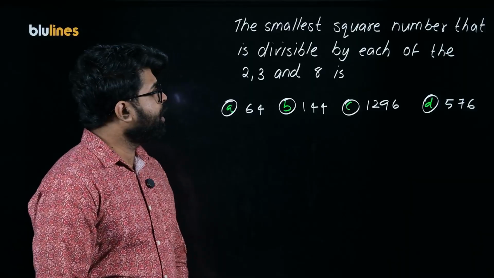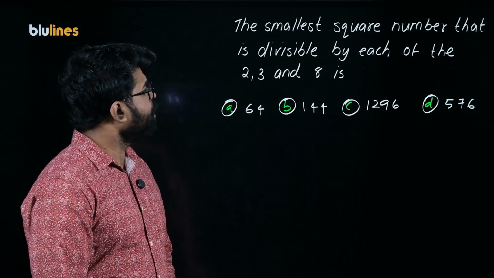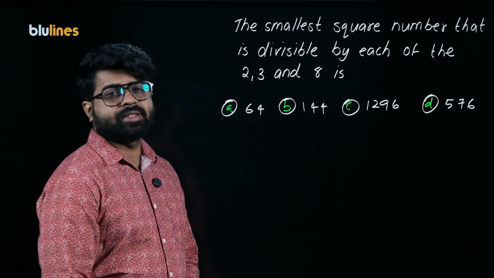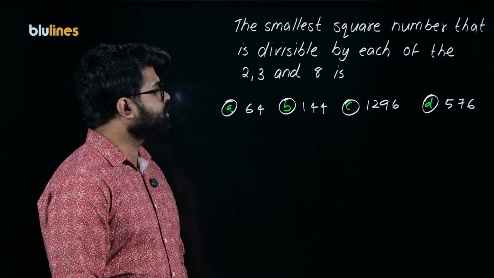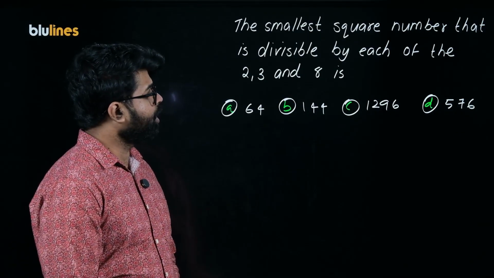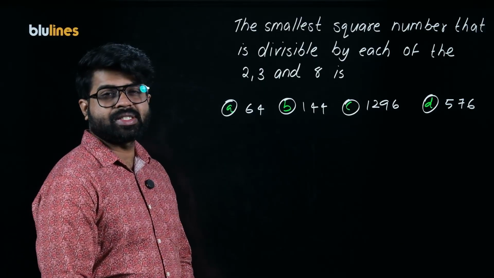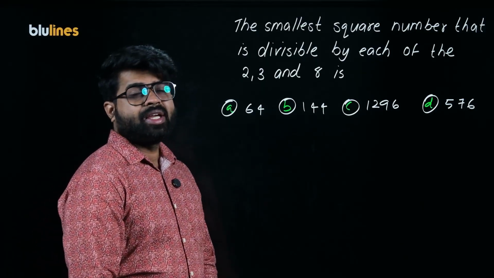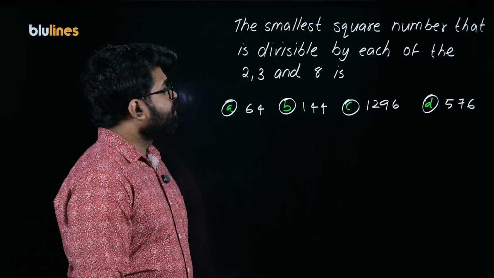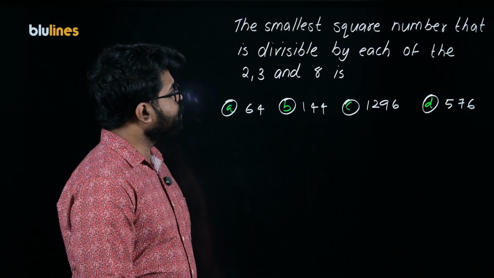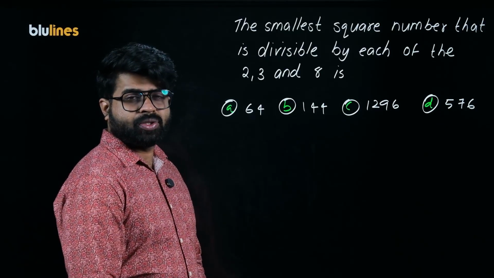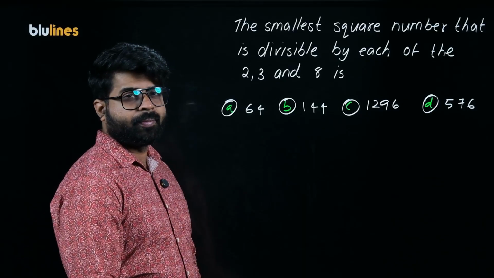The smallest square number that is divisible by each of 2, 3 and 8 is. So we have been given certain square numbers: 64, 144, 1296, 576 and so on. We need to check which of the numbers is divisible by 2, 3 and 8. It should be divisible by 2, by 3, and by 8.